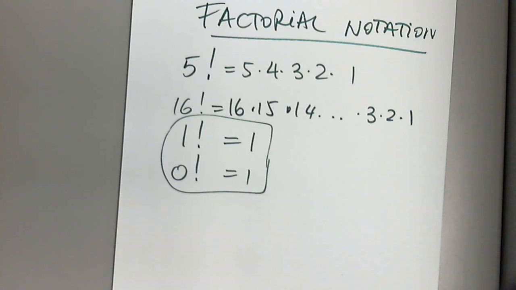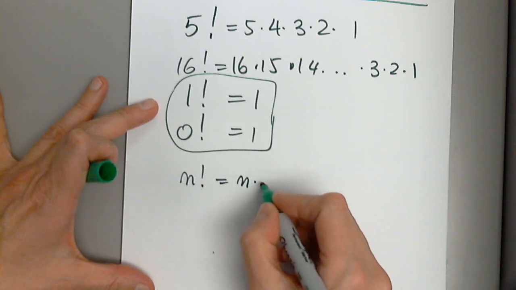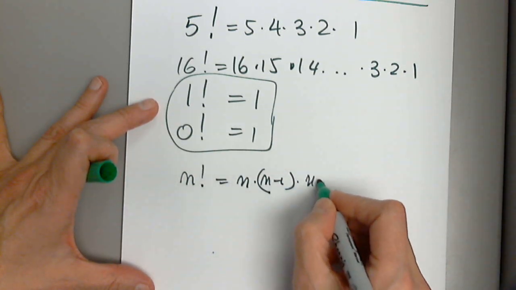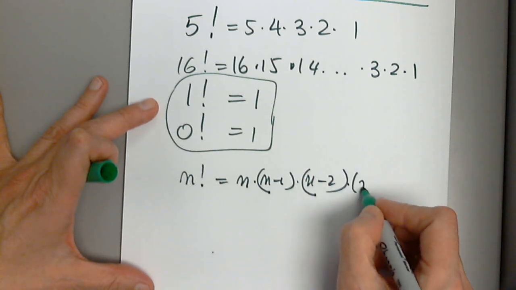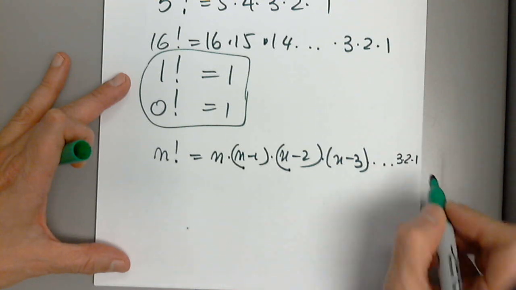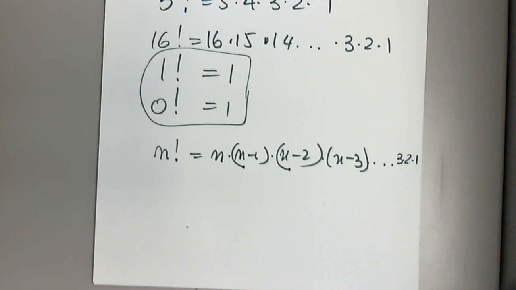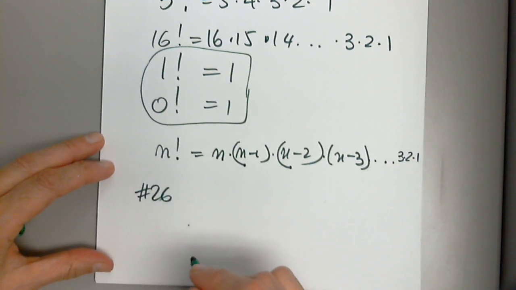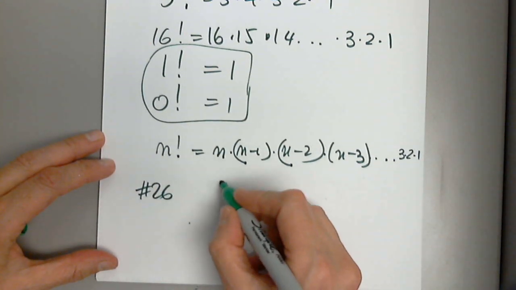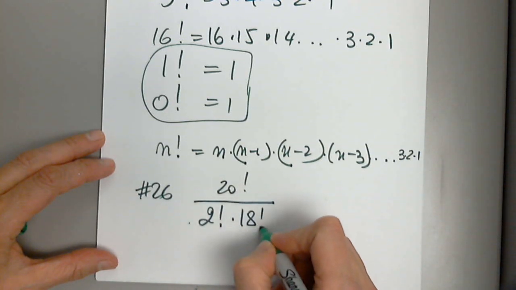By convention. Okay, so in general, what is n factorial? It's n times n minus 1 times n minus 2 times n minus 3 times dot dot dot times 3 times 2 times 1. Let's simplify a couple, and then I'll show you how to put this in the graphing calculator. For example, problem 26: 20 factorial over 2 factorial times 18 factorial.